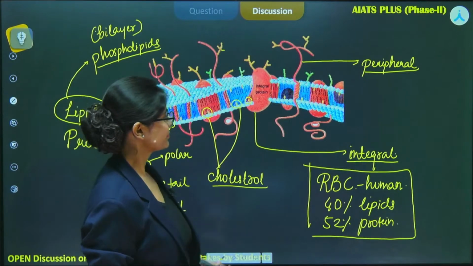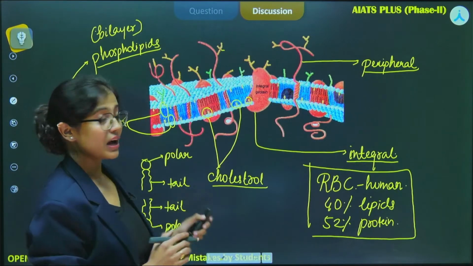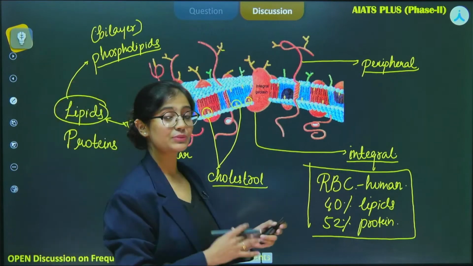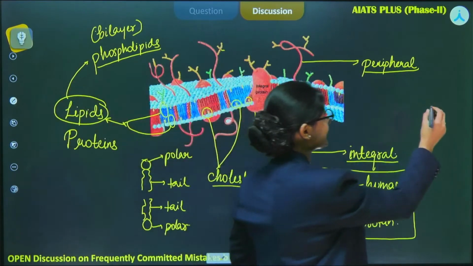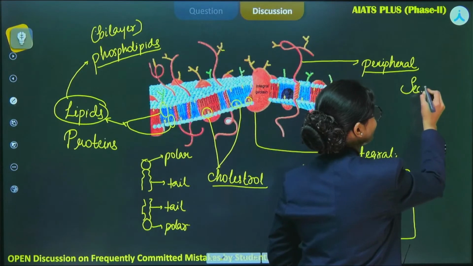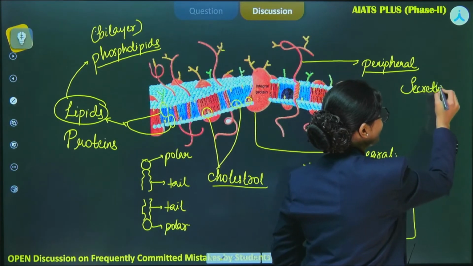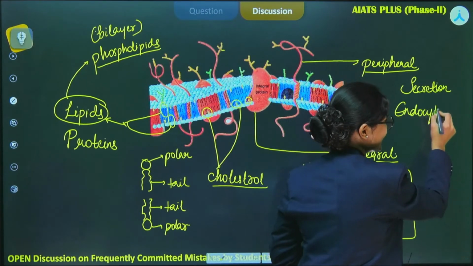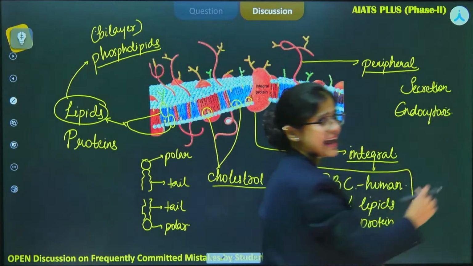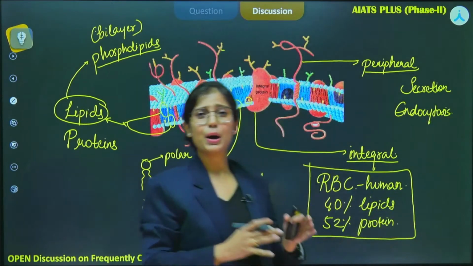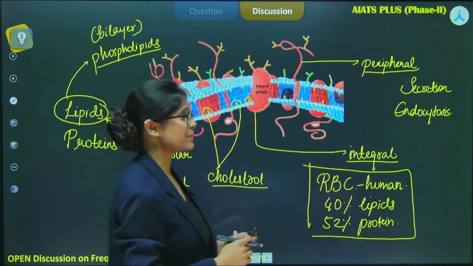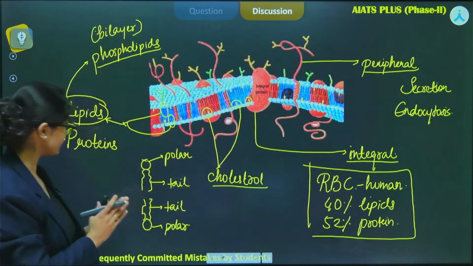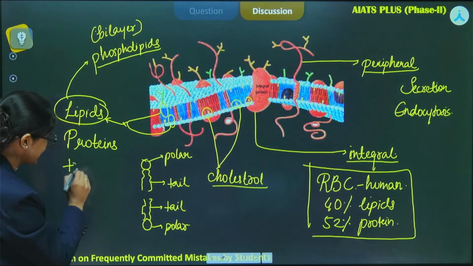Now, if we talk about the functions, what function this plasma membrane performs, it performs several functions. For example, secretion, endocytosis, signaling, exocytosis, etc. But the main role of the plasma membrane is transport.